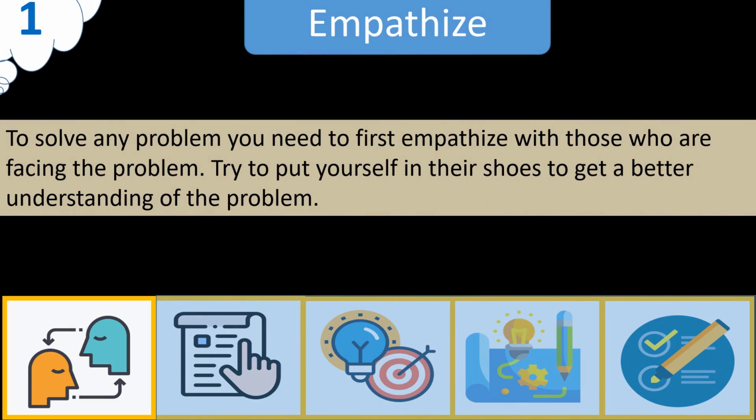This step states that to solve any problem you need to first empathize with those who are facing the problem. Try to put yourself in their shoes to get a better understanding of the problem.